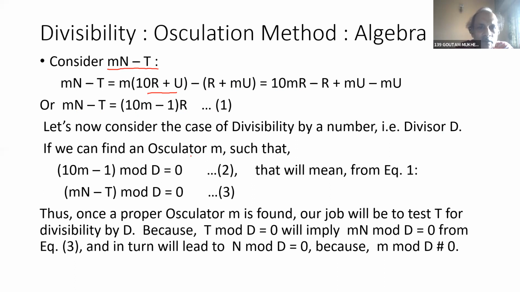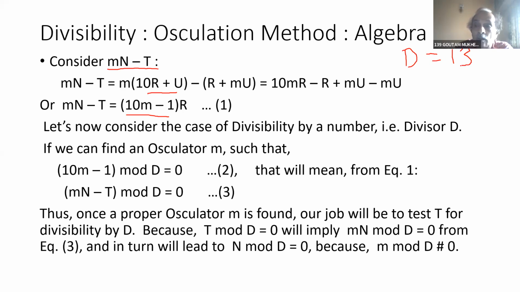We can find an oscillator such that 10m minus 1 is divisible by d. The divisor d: if we find such an m, such a multiplier, so that 10 multiplied by that, minus 1, is divisible by that number. So suppose my d is 3. Sorry, d is not 3, d is 13. I have to test the divisibility with the help of 13. Okay?